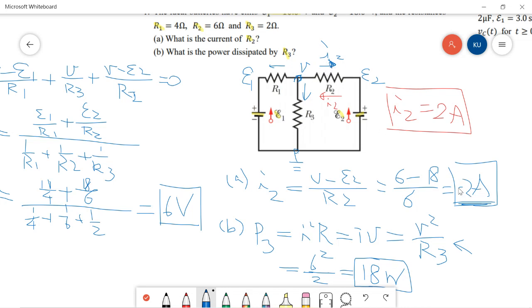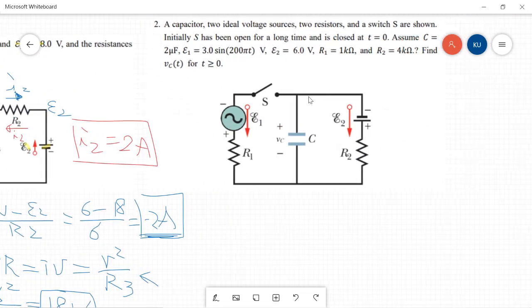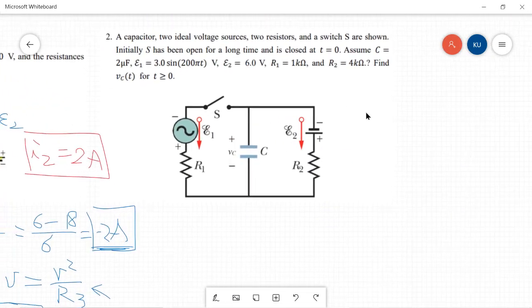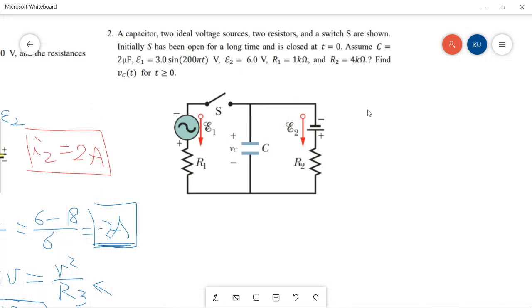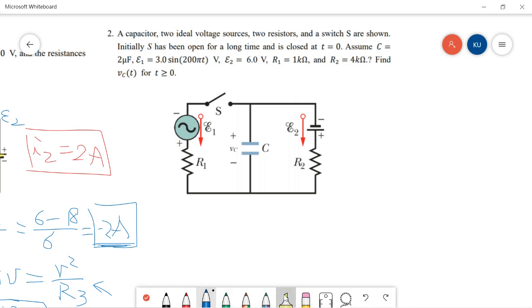Otherwise, when you write 2A or minus 2A, then I don't really know if you really care about the direction of the current. So marking it on the figure is important at this point. And for question 2, it may be more difficult, but actually it's not so difficult at all.